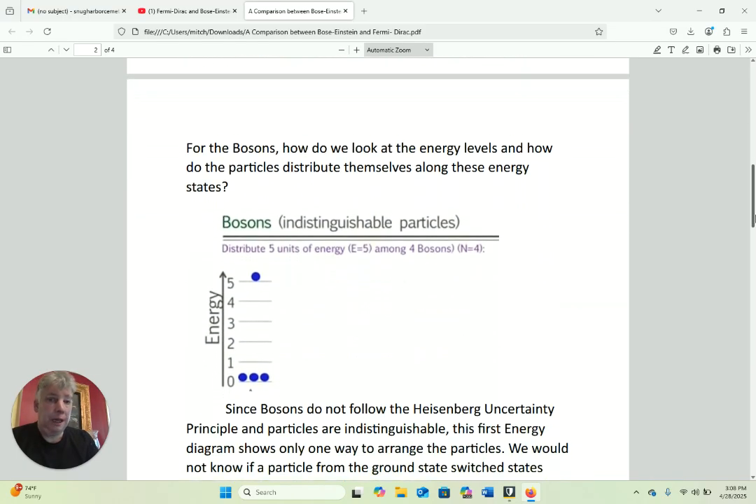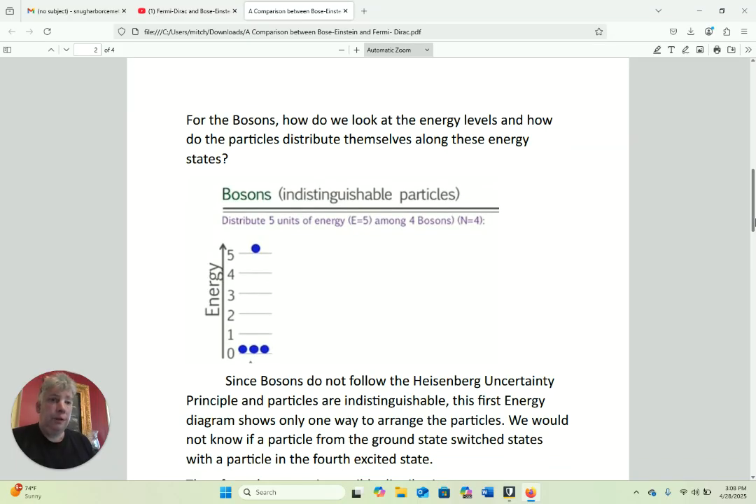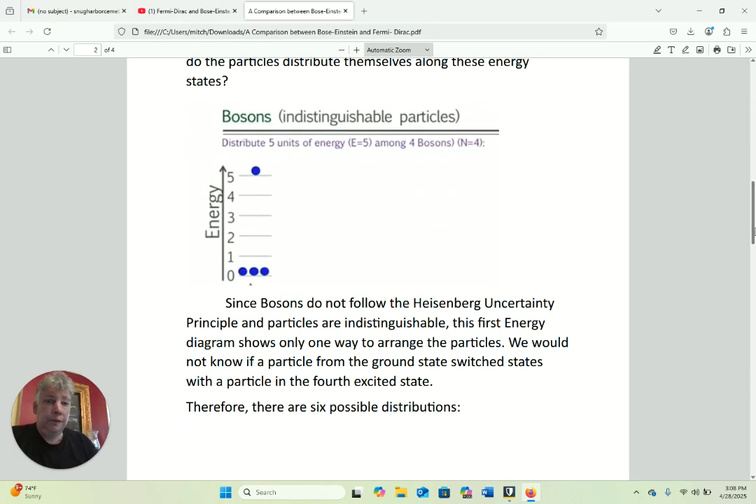So when we look at the bosons, and we look at the energy levels and how these particles are distributed, we can start to look at this example right here. We'll notice that we have 6 energy states: 5 excited states and the ground state. And we have 4 particles. So we have the 6 states and the 4 particles.